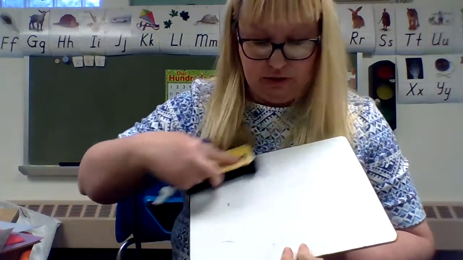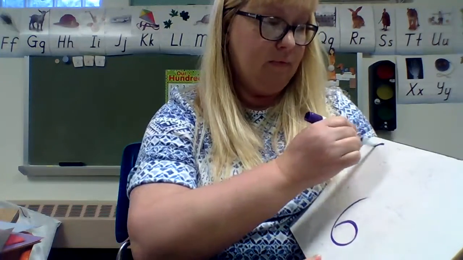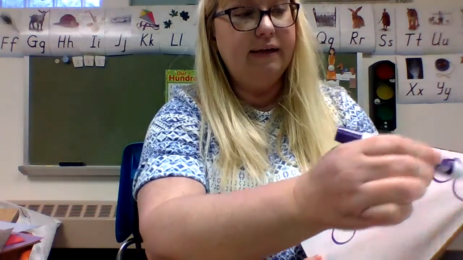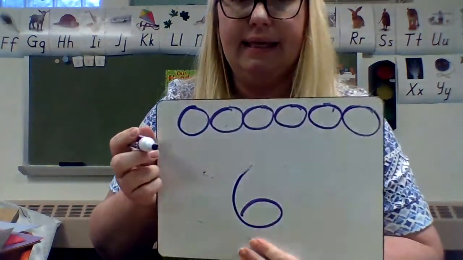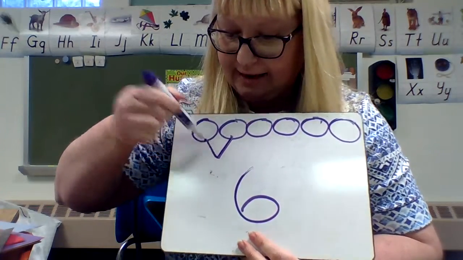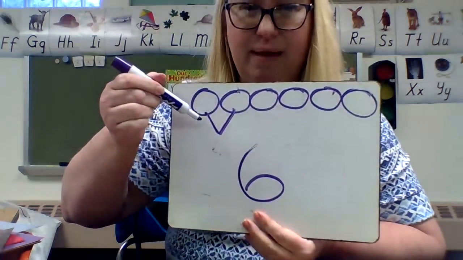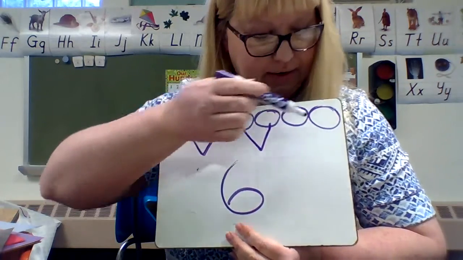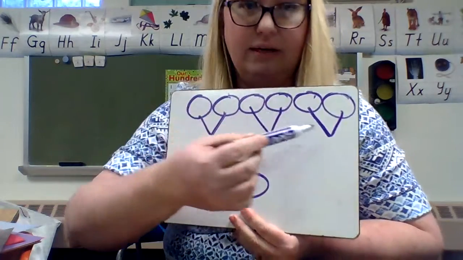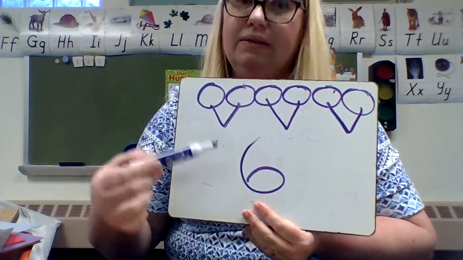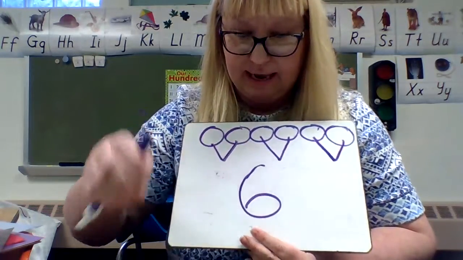Let's do 6. 1, 2, 3, 4, 5, 6. I'm going to connect them like that. Does that help you better to see the pair? So there's 1, 2, I got those 2 together. These 2 are together. These 2 are together. Everybody has a partner. Do you see how everybody has a partner? So this number is even because everybody has a partner.